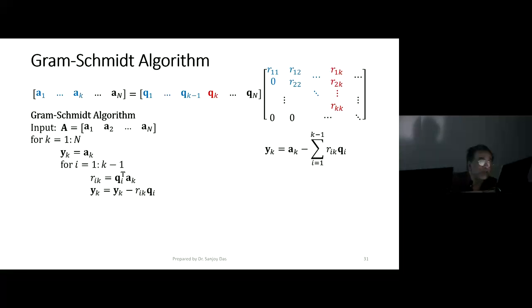Then what's the next step? At the end, now I have my Yk, the actual Yk, with all the Rik times Qi removed from it. So this is the residue, and then Rkk is the L2 norm of that Yk, and Qk is a unit vector in the direction of Yk. So this is my Gram-Schmidt algorithm. Any questions with this?